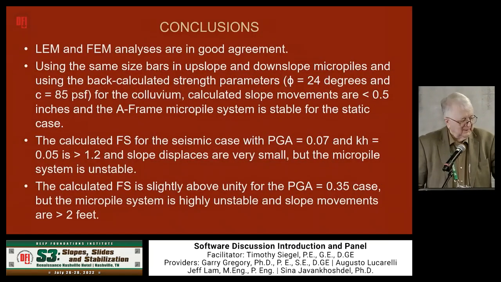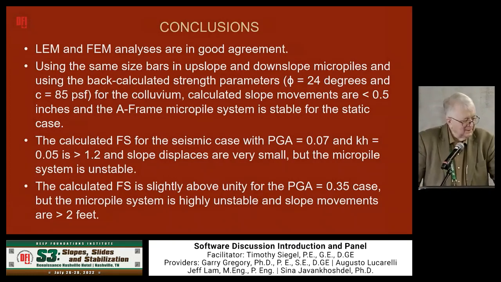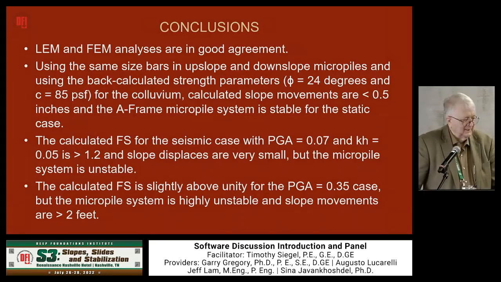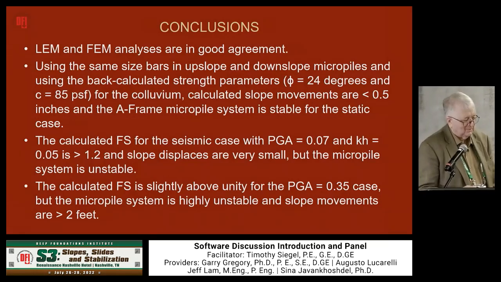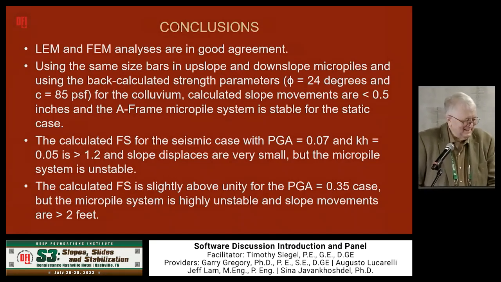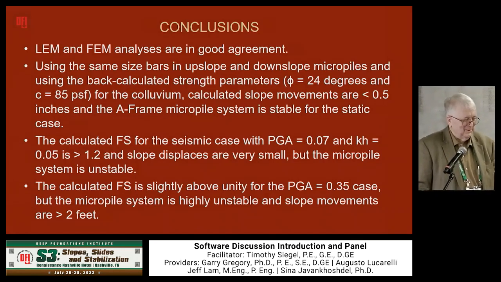And so in conclusion, the limit equilibrium and finite element show good agreement using the same size bars in upslope and downslope and increasing the phi and C for that shear strength. And then the calculated factor of safety was greater than 1.2. Displacements were very small, but the micropile system is unstable. The calculated factor of safety is slightly above unity for the PGA equals 0.35 case, but the micropile system is highly unstable. And that's my presentation.